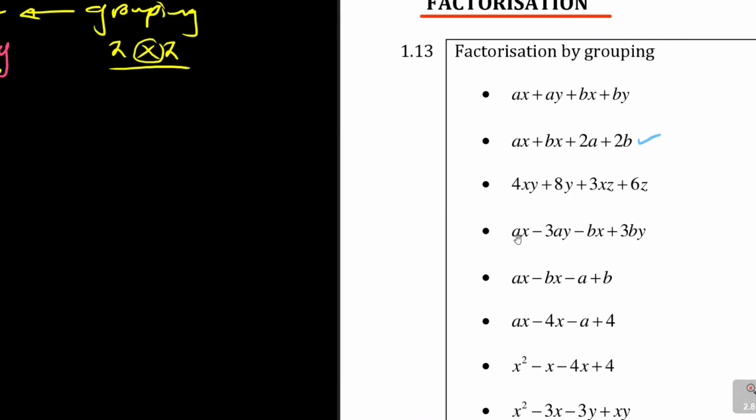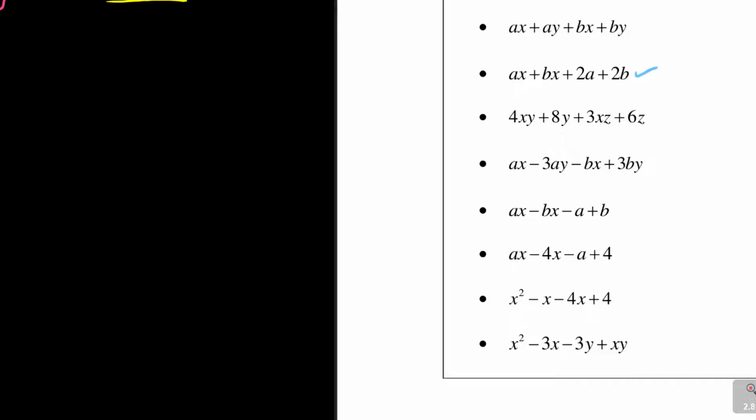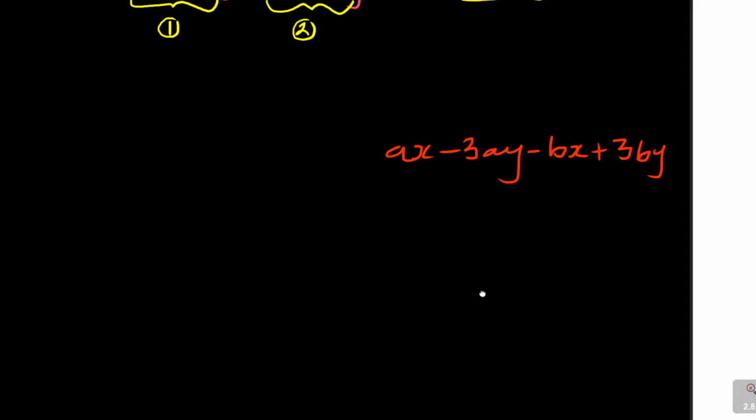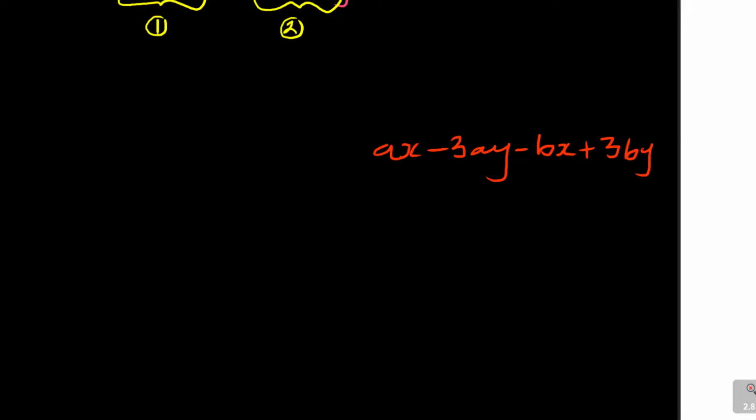Look at the next one now. We are introducing a negative. I want you to pay attention. We are now looking at which one now? We are looking at this part. Okay, we have done that one. We are looking at this one now. It says ax, minus 3ay, minus bx, and plus 3by. Alright, so this is what we have, and we just want to solve this thing here.